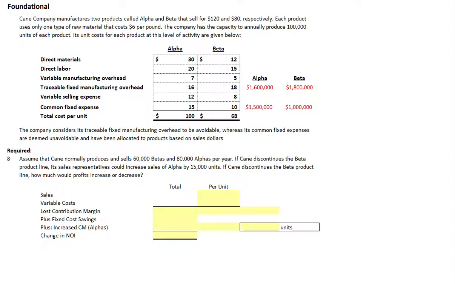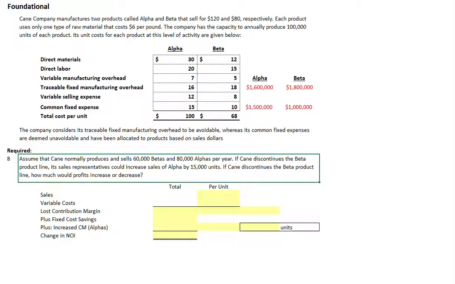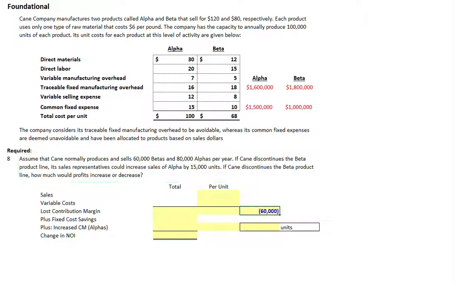Let's consider another break-even or discontinuing product scenario. We're told that Kane normally sells 60,000 betas and 80,000 alphas during the year. If we discontinue the beta product line, our sales rep thinks we could increase sales of alphas by 15,000. So we're going to have a 60,000 unit decrease in betas, but we're going to have a 15,000 unit increase in alphas. Let's see how this plays out.